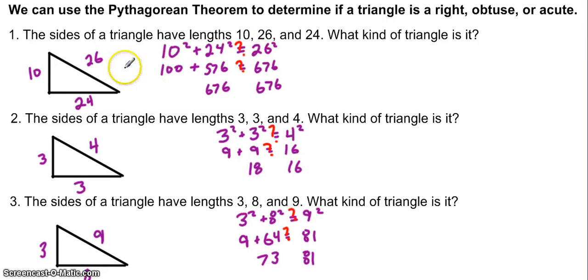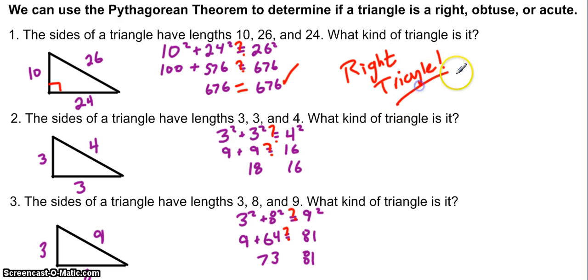So for the first one, we've got a triangle that's 10, 24, and 26. Remember, 26 is the longest side, the hypotenuse. So we set up the Pythagorean theorem, 10 squared plus 24 squared equals 26 squared. And we simplify and find out that both of those sides are equal to each other, which is good. That means the Pythagorean theorem works here. Check. This is a right triangle with a right angle.